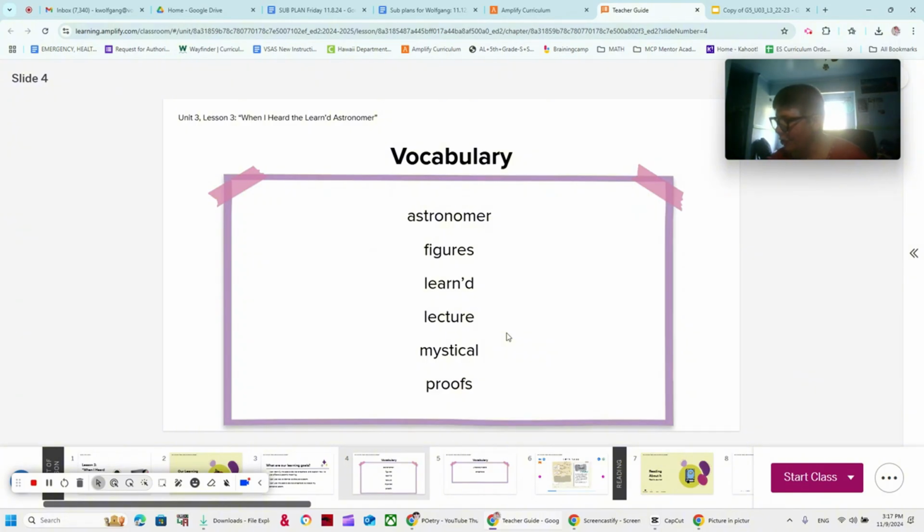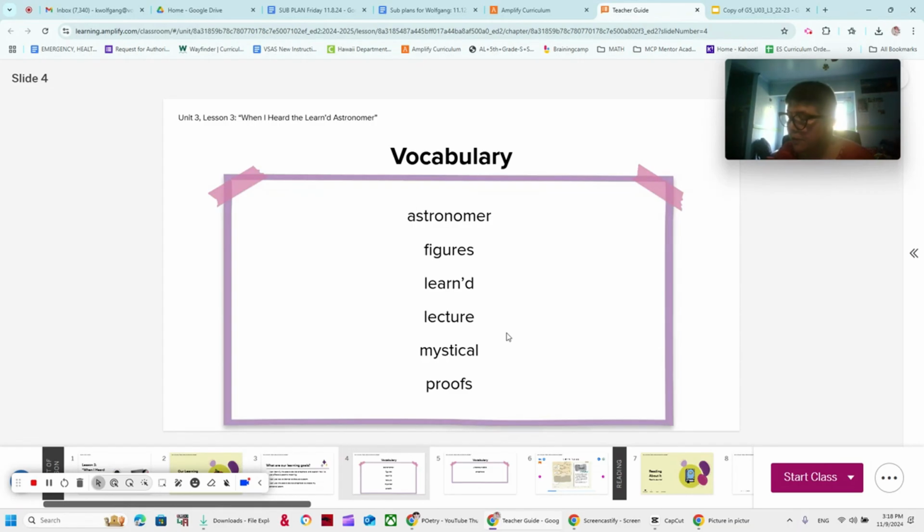Learn'd is a shortened version of learned, in which the apostrophe stands for the missing letter E. So just like in a contraction, like cannot becomes can't, the apostrophe there stands for the missing letters. So this is used to describe people who have spent many years studying a subject, learned. A talk, usually given by a teacher or other expert on a single topic, is a lecture. And mystical means not of this world, mystical.